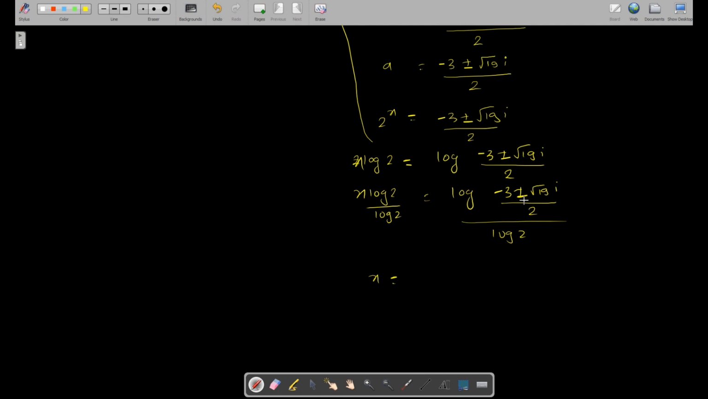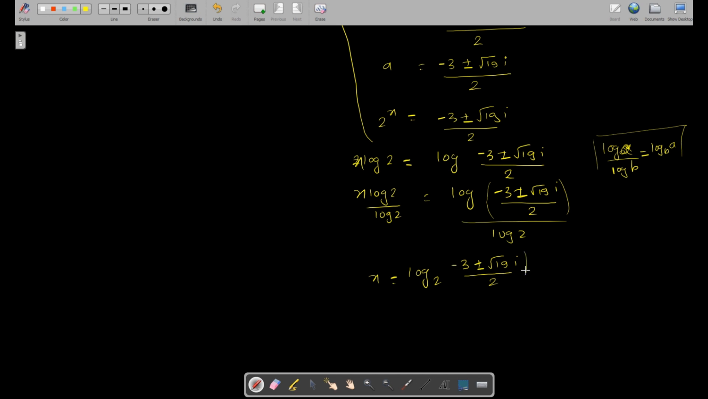So here x remains. Now see, if we consider this term as a, it takes the form log of a by log of b. So it can be replaced by what? It can be written as log base b of a, because this was the general property of logarithms. So we will apply the same one here. We will write log base 2 of minus 3 plus minus square root of 19i over 2.